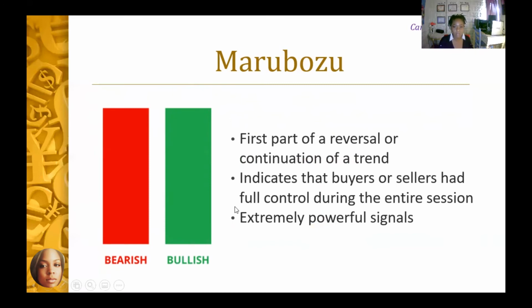I'm talking about extremely powerful, guys. If you see this at a support and resistance level, whatever that candle is, that's where the market is about to go. And you better believe that. Or if you see it in the middle of support and resistance, it's a continuation. That trend is going to continue. Whatever color that candle is, that's the direction the market is going.